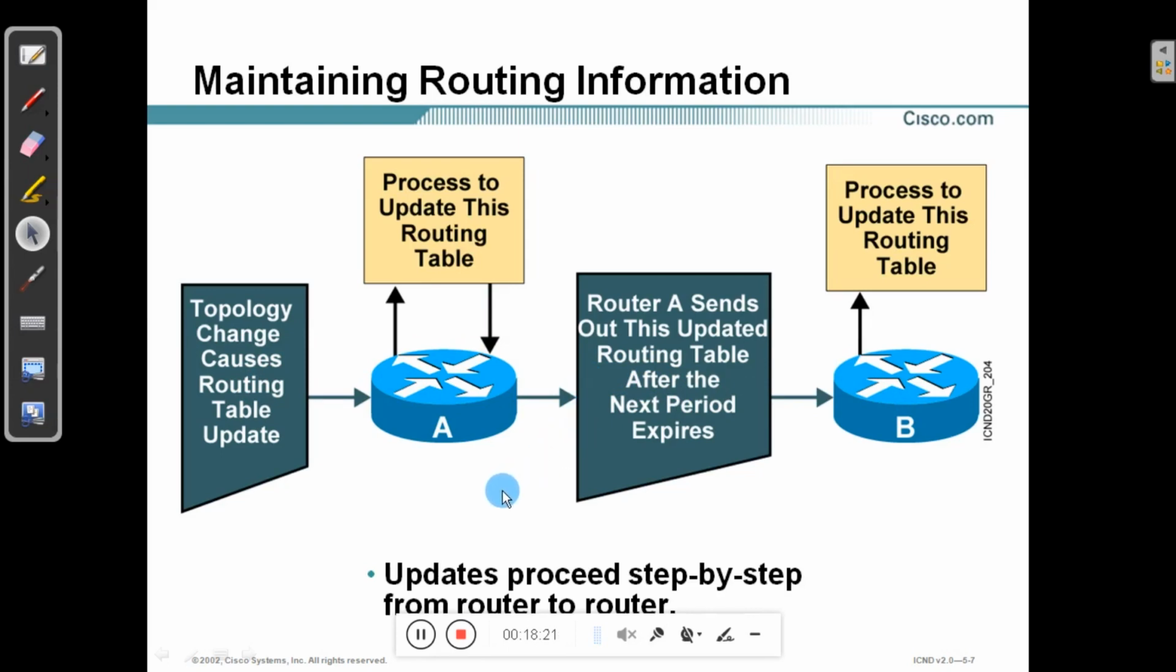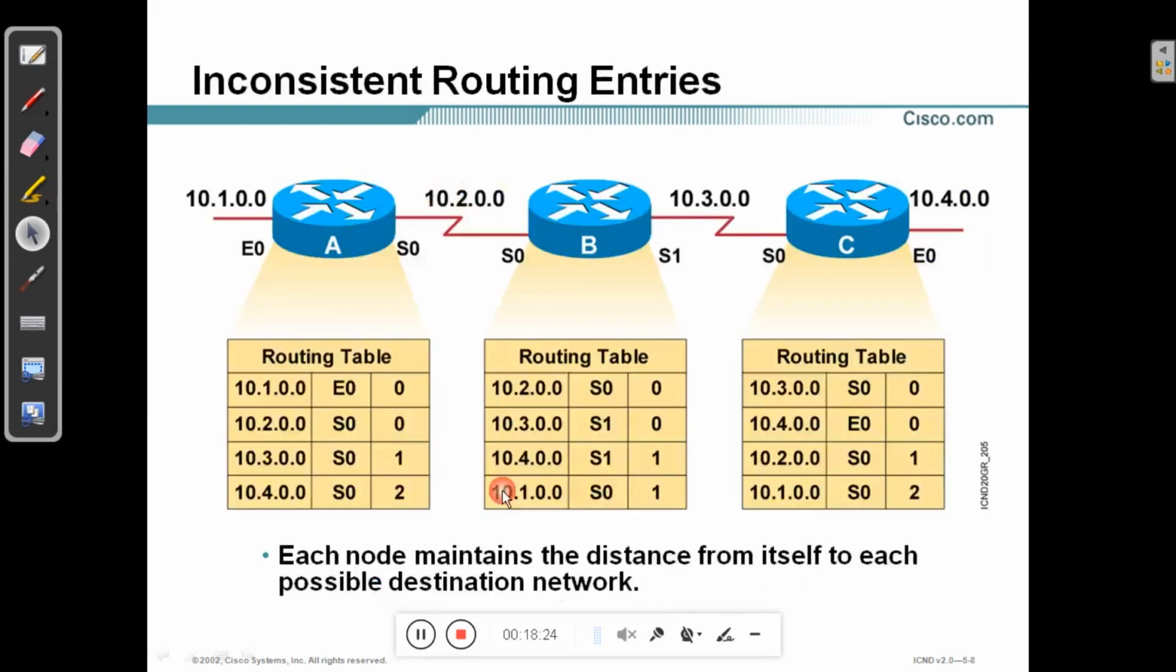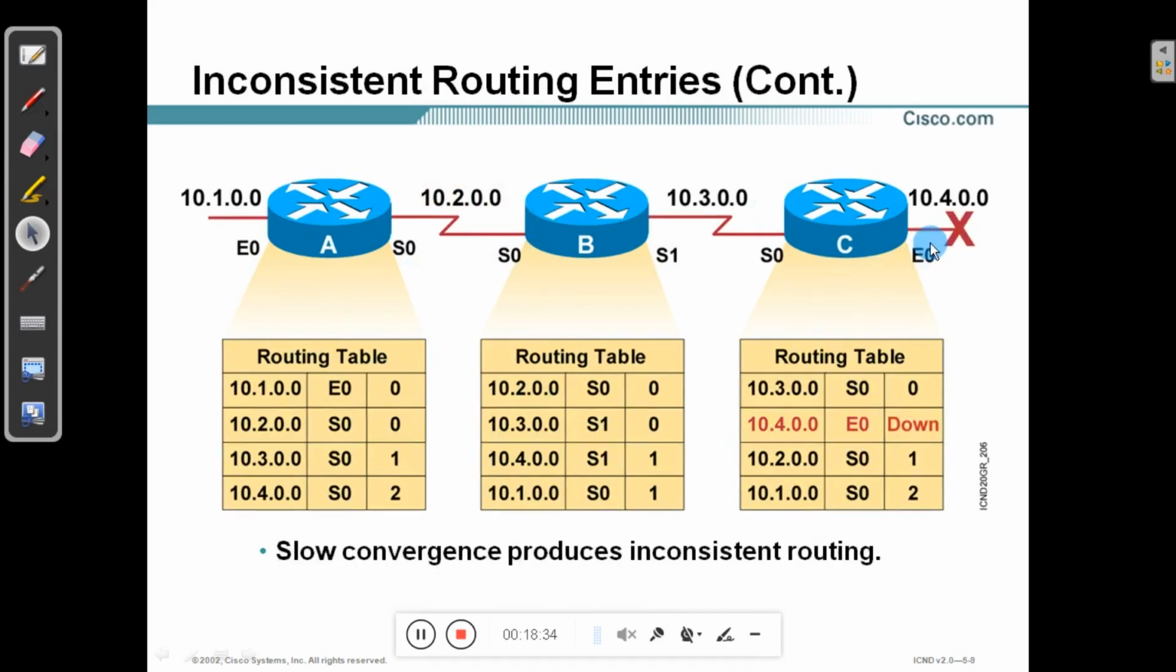But this creates a problem. What is the problem it will create? You can see here, at a particular time, all the routers have updated routing table entries. But imagine that at some time a particular route goes down, like the 10.4.0.0 route goes down. Now, because of the routing update, it is received by B from C earlier than C from B.